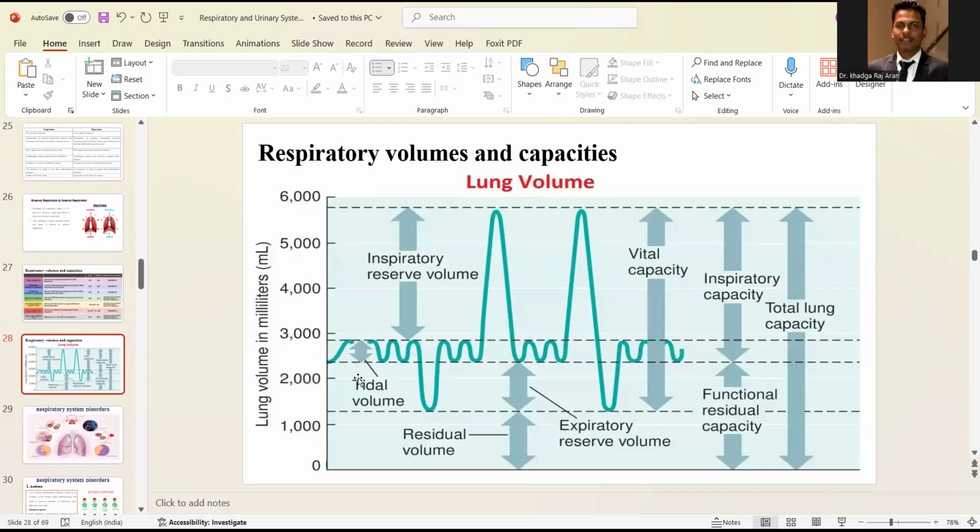So this is the graph about the respiratory volumes and capacities. You can see this tidal volume between 2000 and 3000, and there is the IRV, ERV, RV, vital capacity, and total lung capacity. So this is very important for the final paper.